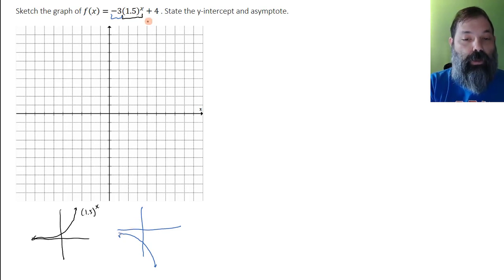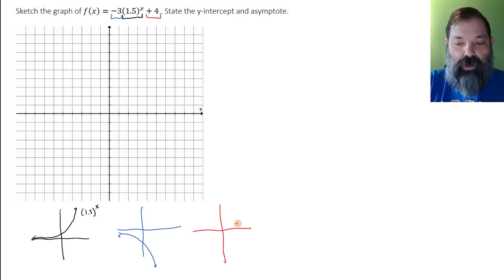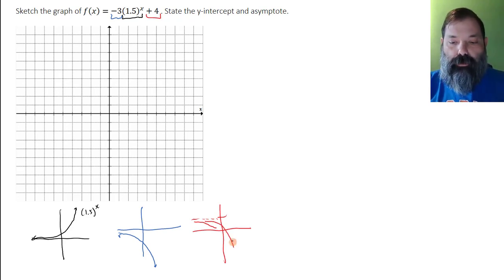And then finally, add 4. Adding 4 is a vertical translation, a vertical shift. That's going to take the entire curve and move it up 4 units. So my new asymptote is going to be up there at y equals 4, and I'm going to get some exponential curve from there. So that's my rough idea, my analysis.